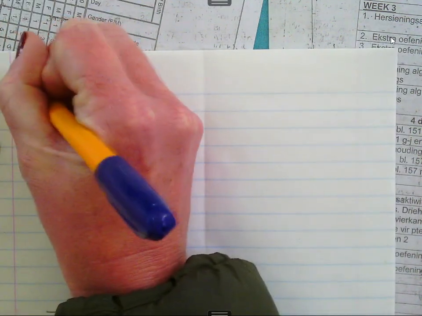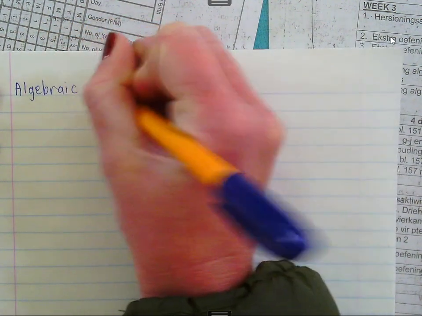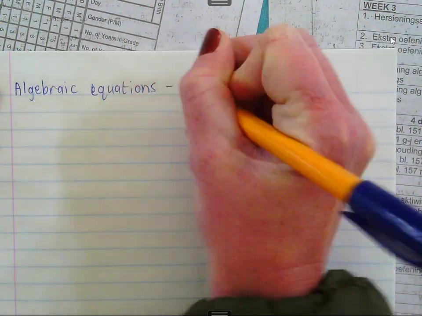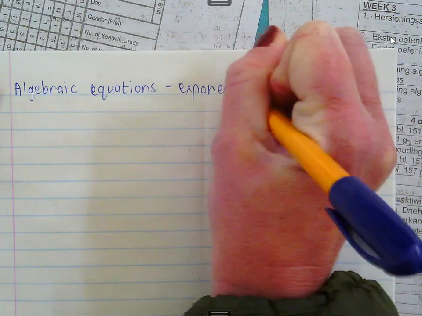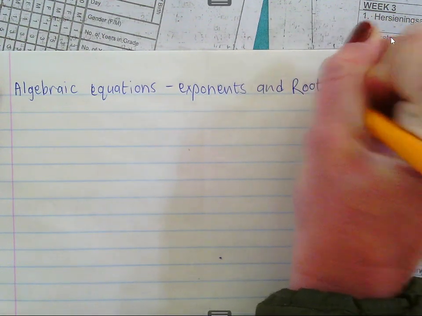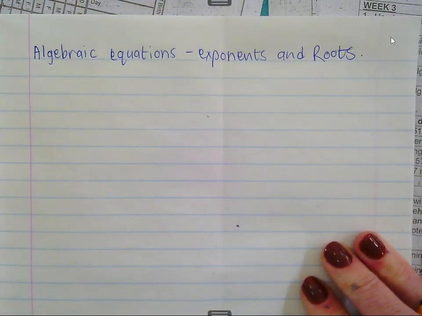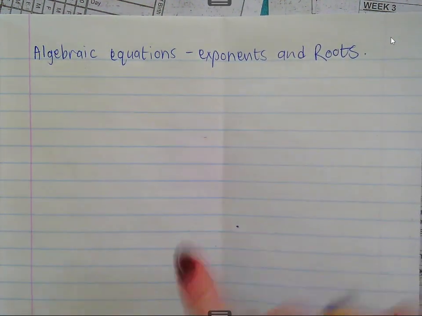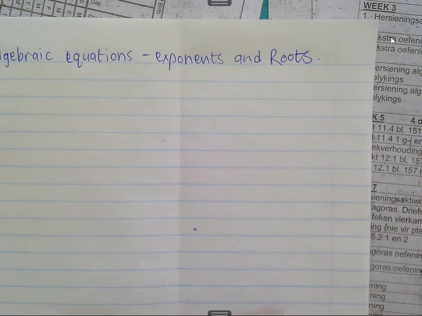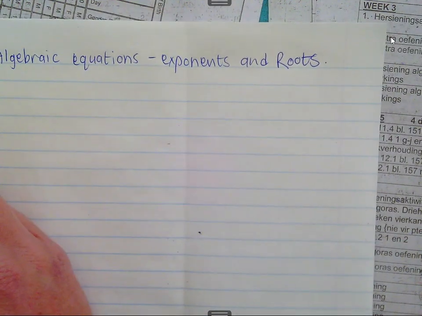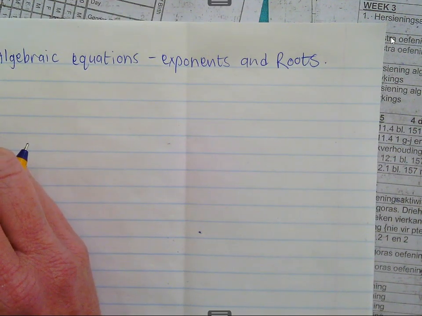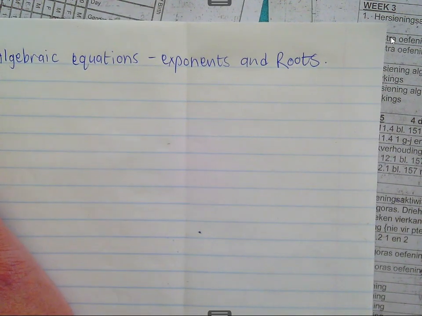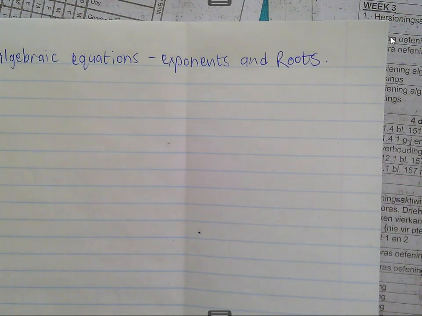Now we are still working with algebraic equations. We're going to look at two different parts as well. You can just write a heading. You can see I have cut my page in half. Even if you just use a pencil, just draw a line halfway through the page. I just want to do two different types of sums so that you can see the difference. Okay, so we're looking at algebraic equations when we have exponents and roots.